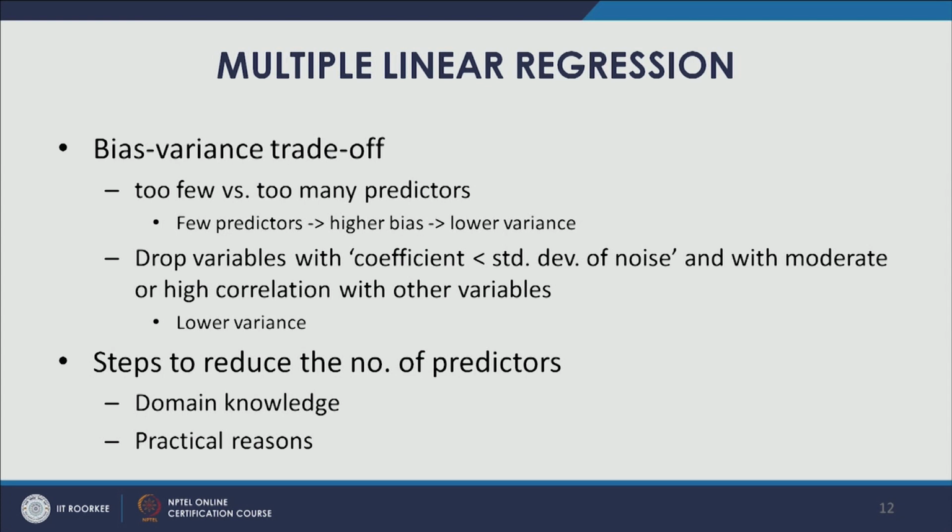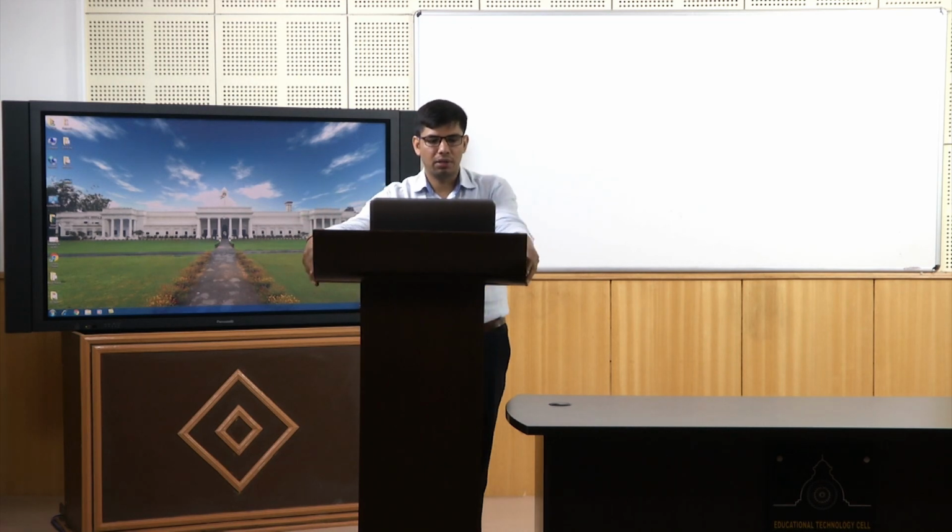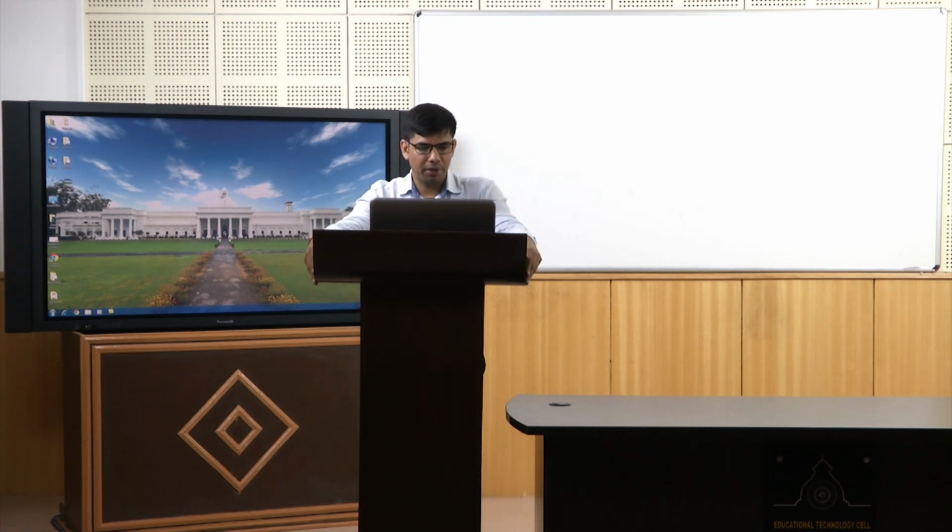When you have a low number of variables, your bias, that is the average error, is going to be negatively impacted. So we have to balance between bias and variance. This scenario is sometimes referred to as too few versus too many predictors. Both these situations should be avoided. We should have a balanced approach, the bias-variance trade-off. That balance has to be maintained.